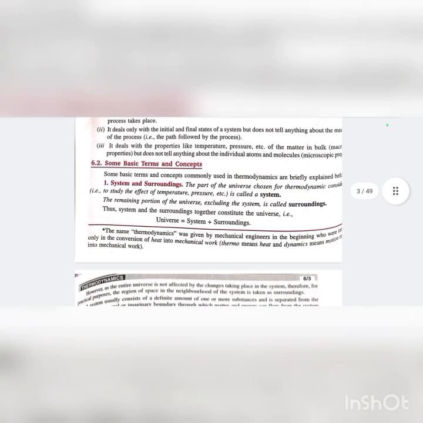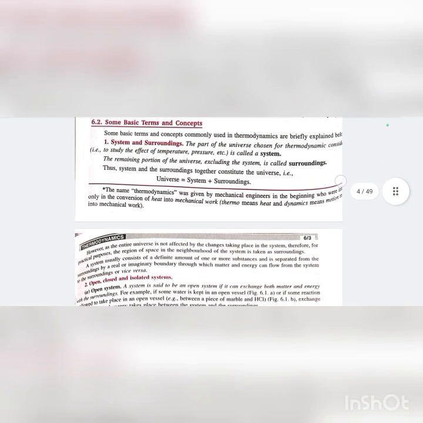Some basic terms and concepts. First, system and surrounding. The part of the universe which is chosen for thermodynamic consideration is called a system. The remaining portion of the universe, excluding the system, is called surrounding. So, universe equals system plus surrounding.